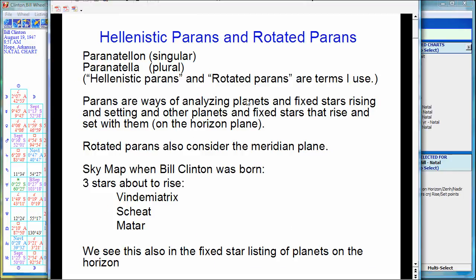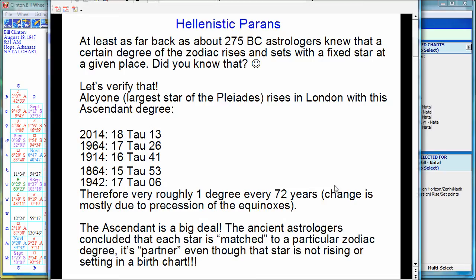Okay, so you got the idea. We're getting into this now. We're learning about Hellenistic Parans and rotative Parans. We've got the basic idea of what it's about. It's looking at planets and fixed stars in mundo, meaning on the horizon and the meridian plane. We've seen it visually in the sky map. We've seen a listing that shows us how far the planets and fixed stars are from the horizon plane and the meridian plane.